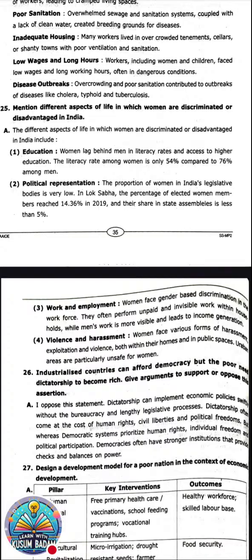Political representation. The portion of women in India's legislative bodies is very low. In Lok Sabha, the percentage of elected women members is 14.36% in 2019, and the share in the state assemblies is less than 5%. So in India's legislative bodies, even in politics, the female percentage is very low. I think you understood this point. Okay, let's move on to the next one.